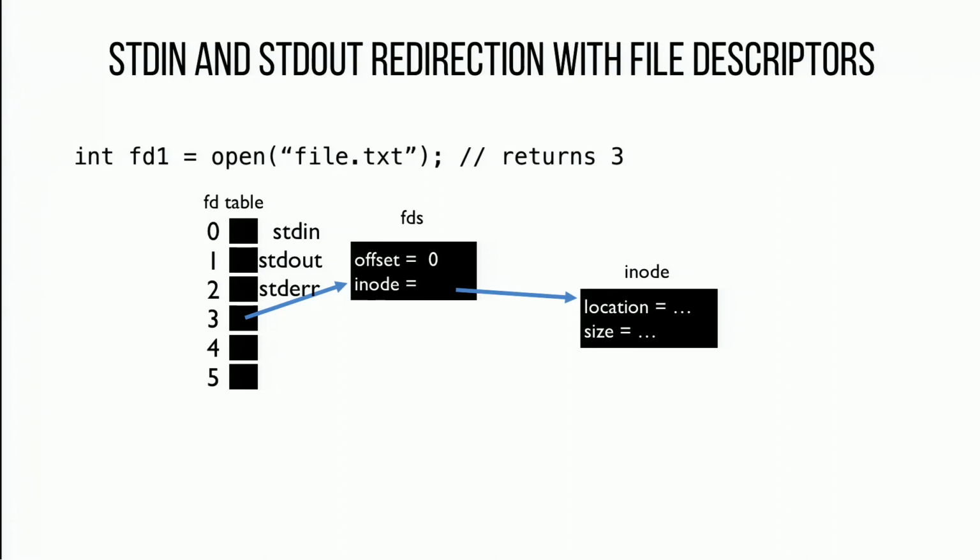So for example, if you call open and it's a new file, it's going to return file descriptor 3 in this example, because by default, standard in, standard out, and standard error are file descriptors 0, 1, and 2.